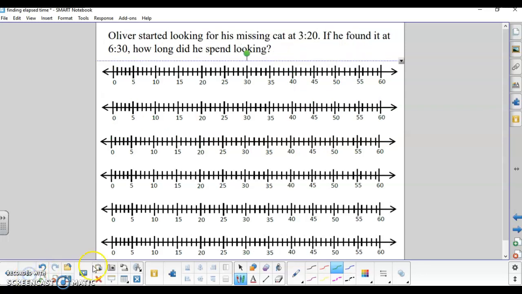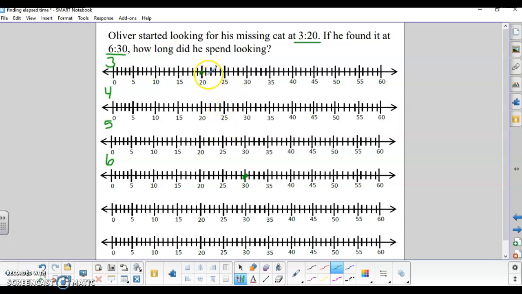All right, let's try another one. Oliver started looking for his missing cat at 3:20. If he found it at 6:30, how long did he spend? So let's label our number line. We have 3:20. We have 3 o'clock, 4 o'clock, 5 o'clock, 6 o'clock, and he stopped at 6:30. Push pause and try and find out how long it took him to find his missing cat.